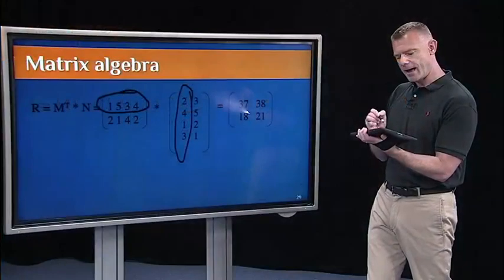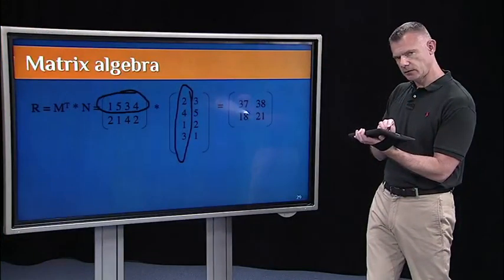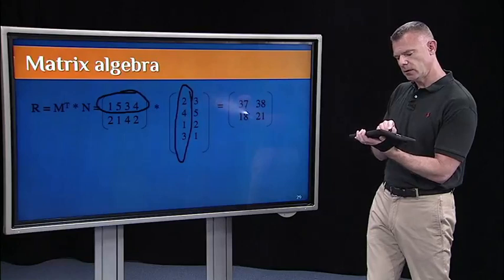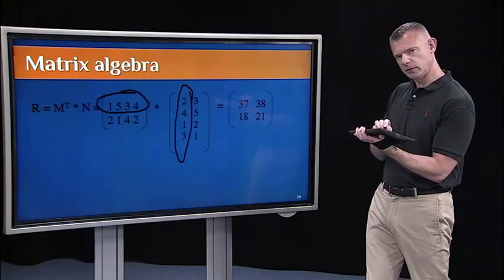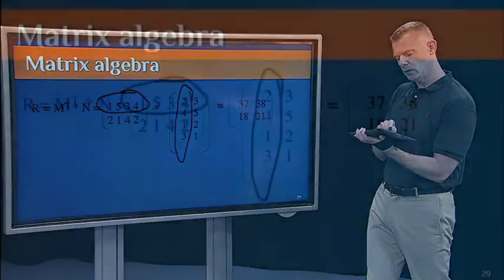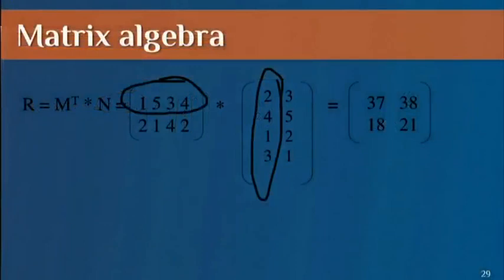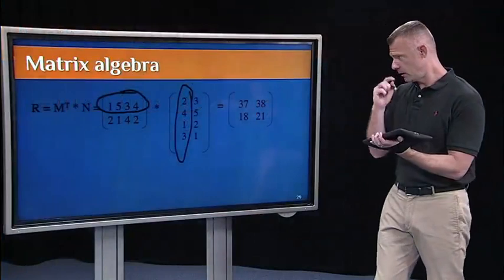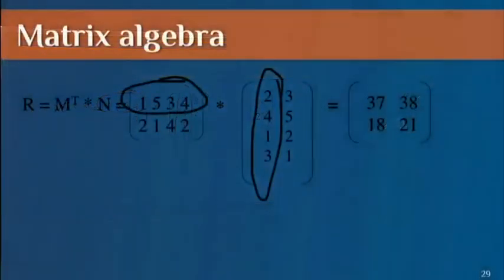And then I'm going to add the second element in the first row of the first matrix times the second element of the first column in the second matrix. So that's 5 times 4. So what I'm doing is 1 times 2 plus 5 times 4 plus 3 times 1 plus 4 times 3. So let's go through that again. That's 1 times 2 is 2 plus 5 times 4 is 20, so I'm up to 22, plus 3 times 1, so now I'm at 25, plus 4 times 3, that's 12, that gives me 37.